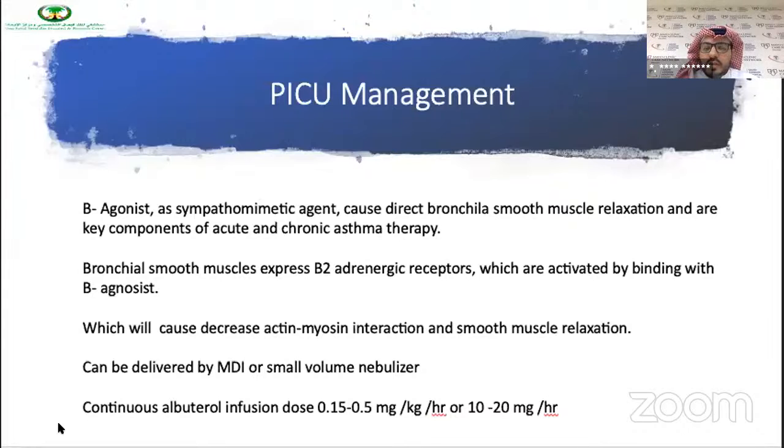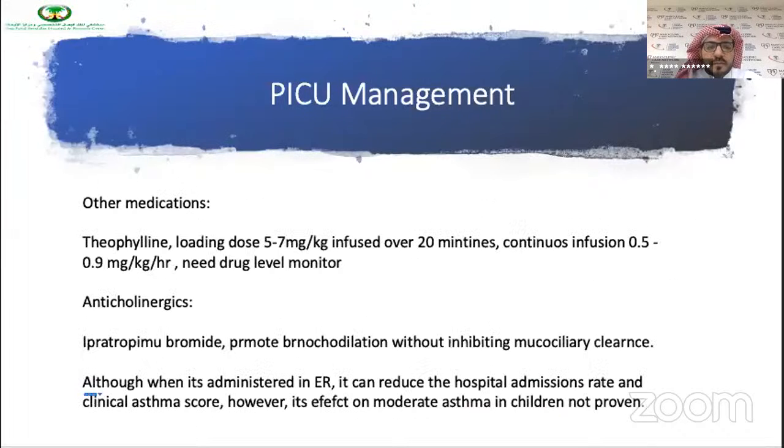Continuous albuterol infusion dose is 0.15 to 0.5 milligram per kg per hour, or 10 to 20 milligram per hour. Again, be mindful about the side effects of those medications, which include tachycardia, palpitation, hypertension, and hyperreactivity or tremor, in addition to the common electrolyte disturbances, which are hypokalemia and hyperglycemia.